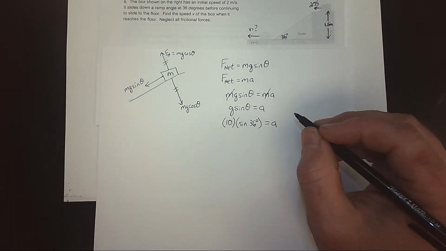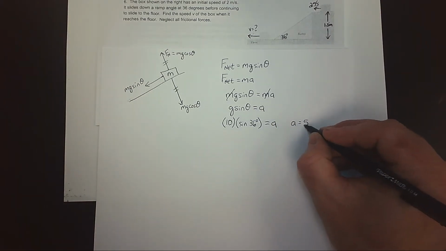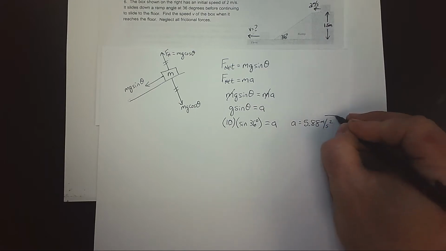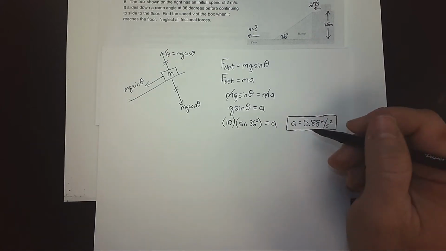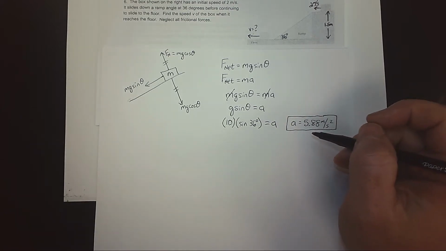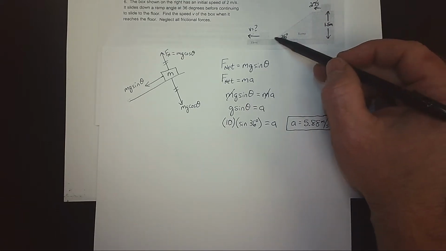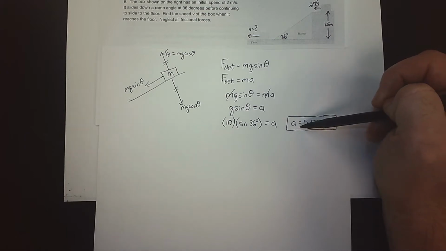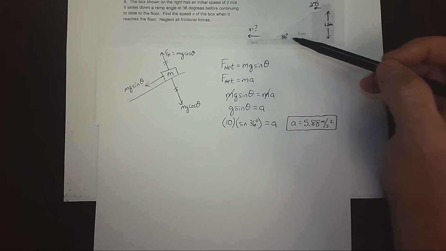And when I punch that into the calculator, I should get an acceleration of 5.88 meters per second squared. And so that is the acceleration of my box as it goes down the ramp. And in order to figure out the rest of it, you need to know how long this thing is accelerating for. And by how long, I mean what is this distance that it's accelerating for? Because we've got an acceleration, we've got an initial velocity, we're looking for a final velocity. This sounds a lot like kinematics.